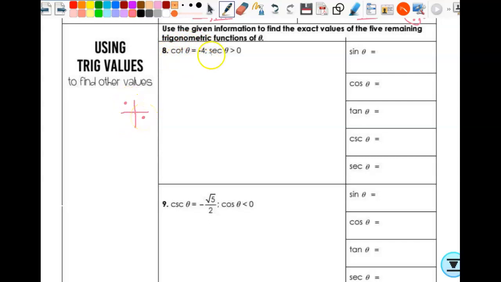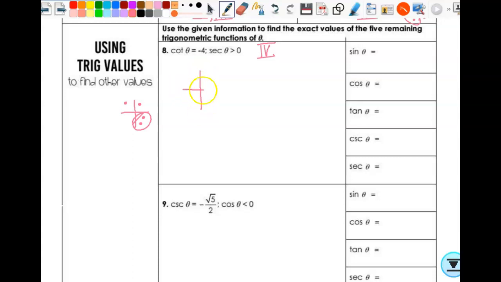Then I have to figure out where secant is positive. Secant is the reciprocal of cosine. Cosine is positive in the first and the fourth quadrants. So my triangle that I'm drawing is in the fourth quadrant. And that's going to matter because of how you set it up, and then I'll give you all the rest of your values. You've got to make sure you're using your quadrants correctly here.